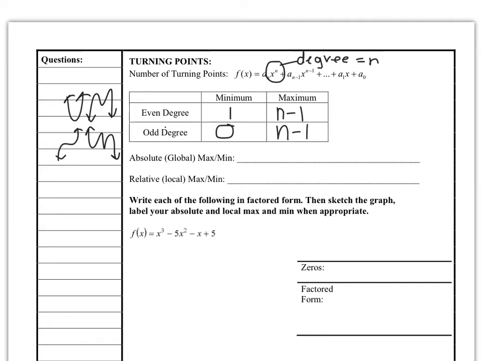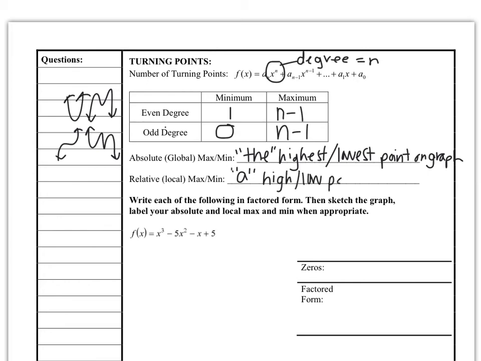And then what we just talked about with absolute max and min, this is the highest and the lowest point on the graph. And then relative or local is just a high or a low, but not the highest or lowest.